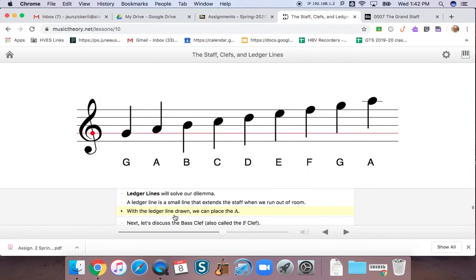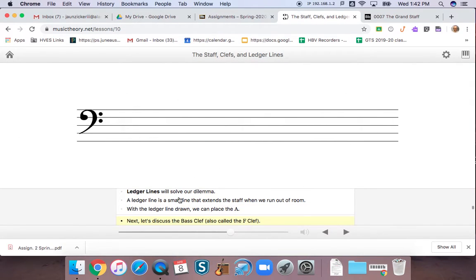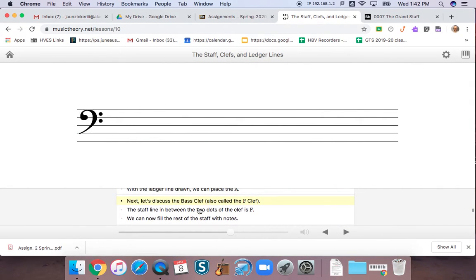Good. All right, and now let's discuss bass clef. All the rules are the same. It's just that now the notes start on different lines or spaces. So the bass clef is also called the F clef, and that's because this line that's between the two dots is F. So you do have to memorize that.